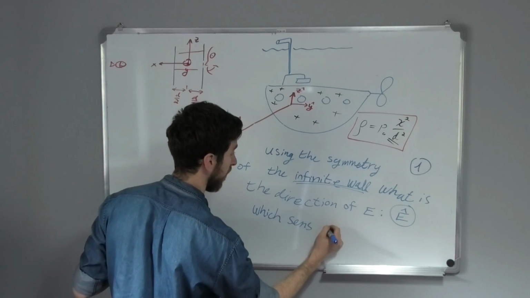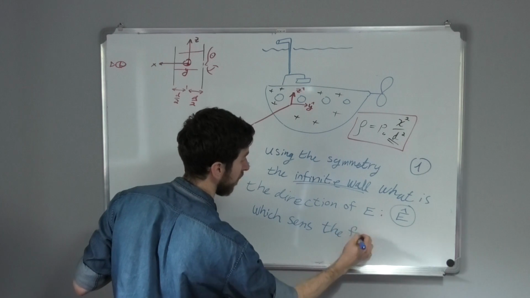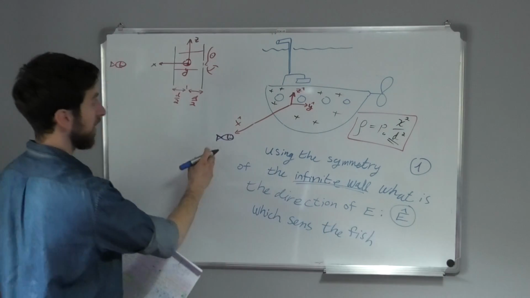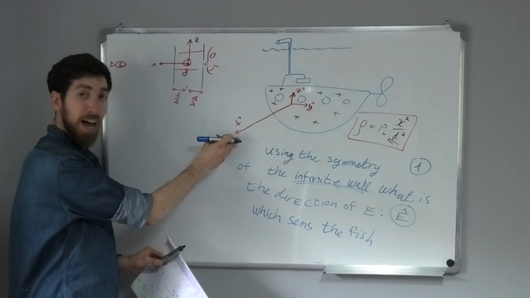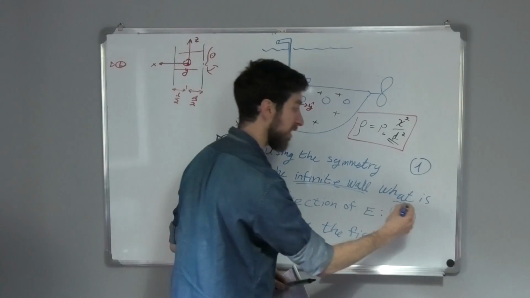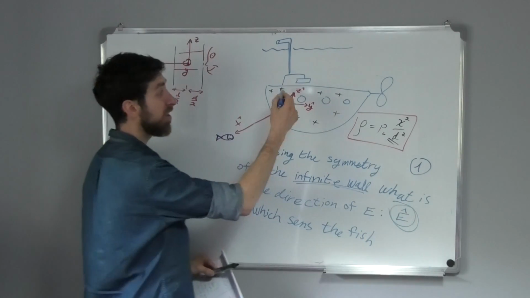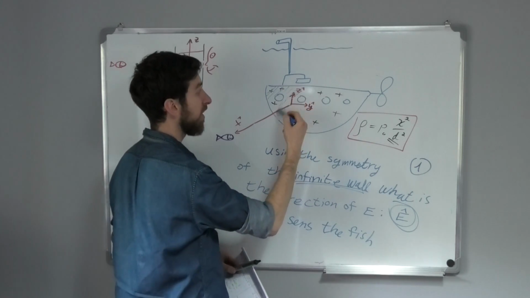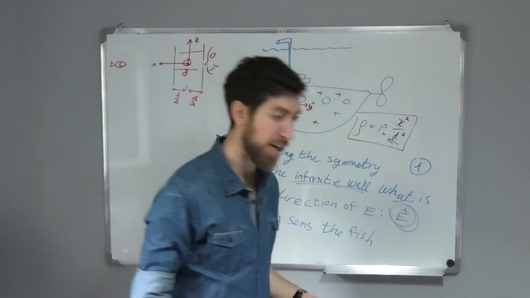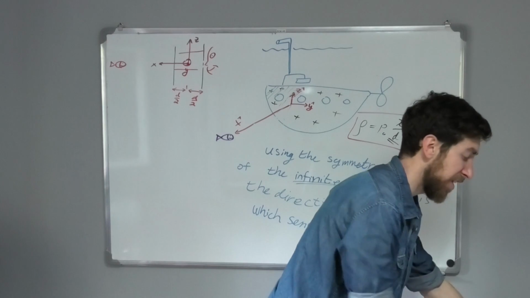Which sense the fish? Okay, so this fish is at some distance along the x-axis, and I'm asking what is the direction if I'm telling you that the wall of the submarine is infinite. And let's explain what I mean by saying infinite.